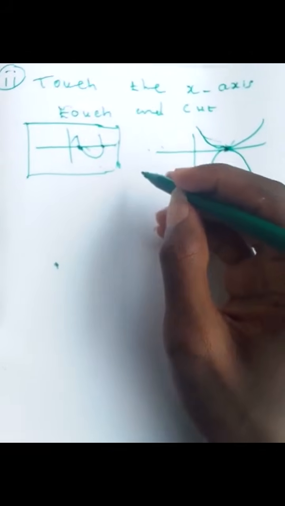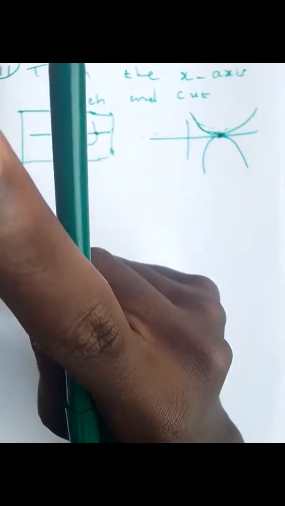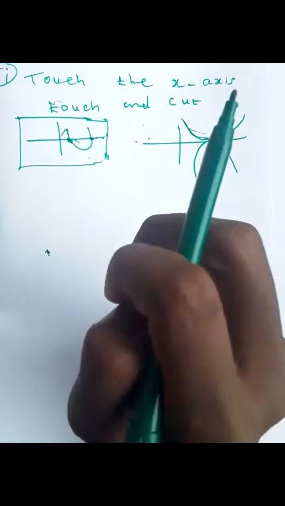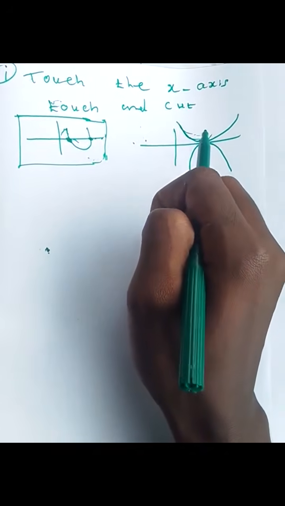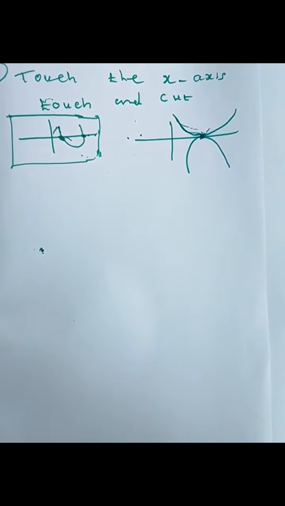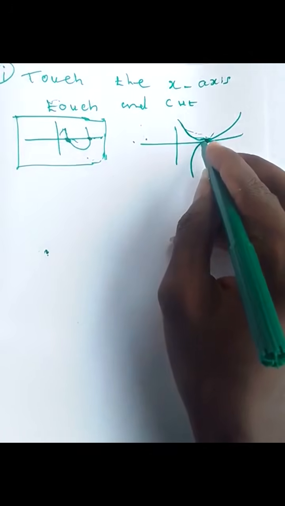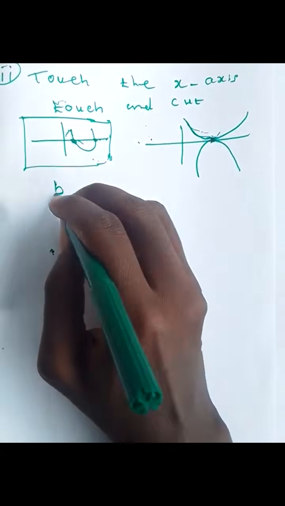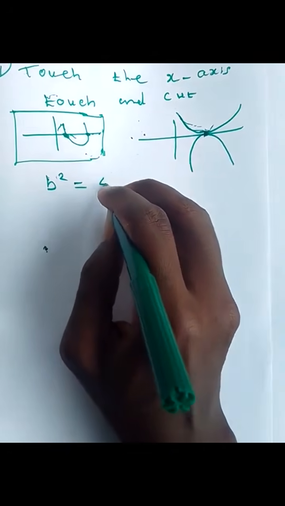Alright. So if you are somebody who has watched my videos where I taught discriminant, I'm sure you know that this is going to have equal real roots, meaning that since it is just passing at one point, the appropriate equation to use is going to be b squared is equal to 4ac, right?